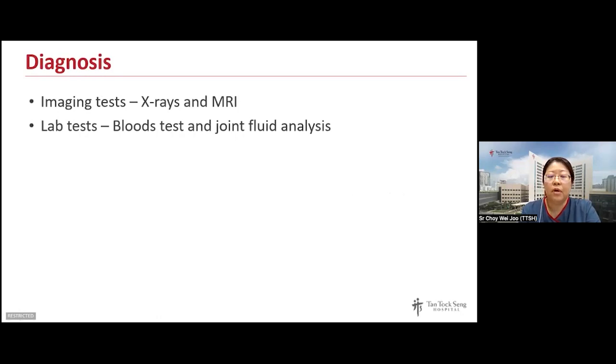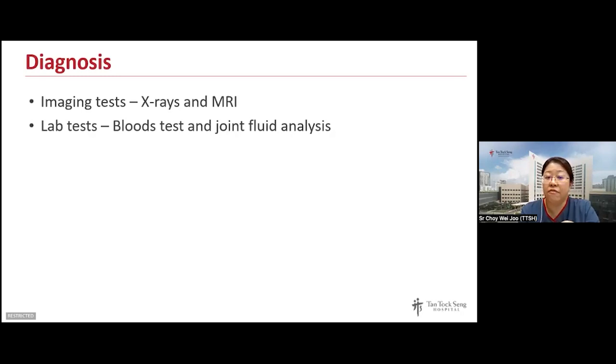Okay, so there's not much test that we can do, but X-ray actually just to show the reduced joint space in between the bone can actually tell us there's osteoarthritis setting in. But sometimes the X-ray or MRI is just to rule out other forms of arthritis, to make sure that we don't miss other more important issues.